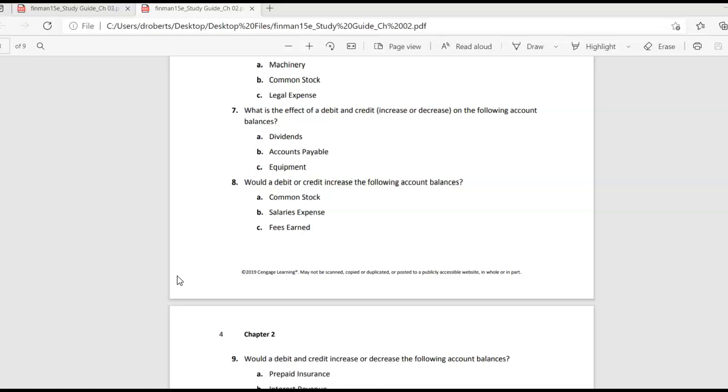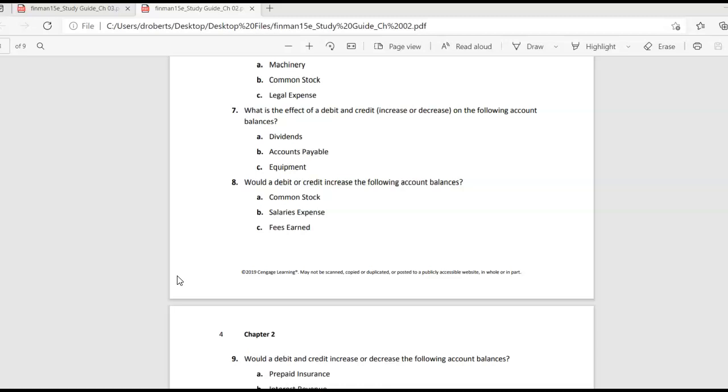Salaries expense. Generally, salaries expense is going to be debited. Very rarely would it be credited. Why? Because you're not going to be reducing your expense that you've already incurred unless you made a mistake. So a debit balance for the salaries expense.